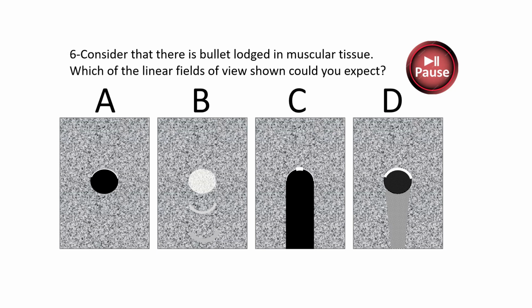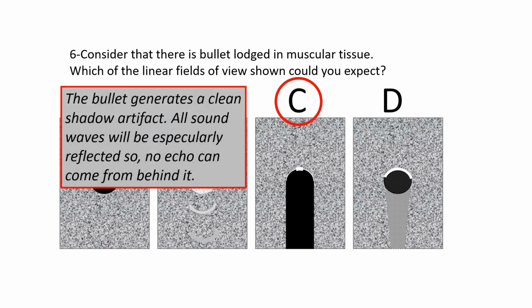Problem number 6. Consider that there's a bullet lodged in muscular tissue. Which of the linear fields of view shown could you expect? Hit pause. It is C. The bullet generates a clean shadow artifact. All sound waves will be specularly reflected, so no echo can come from behind it.